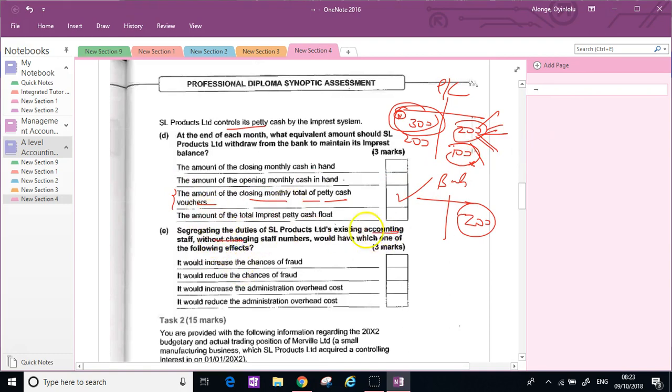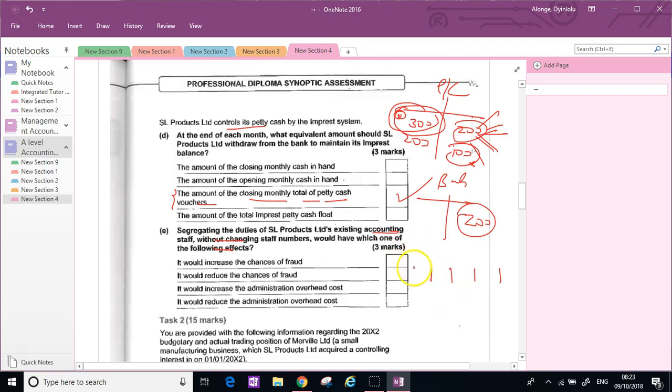Segregation of duties is what they're really looking at here, and definitely segregation of duties without changing staff numbers. So it's really saying: break up the activities, give different people things to do, and give them lockout security for things that they shouldn't be doing, but without bringing in new people.